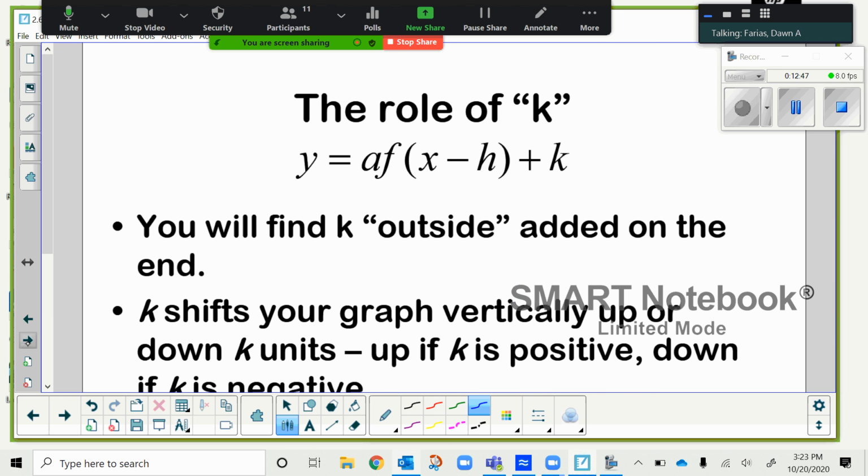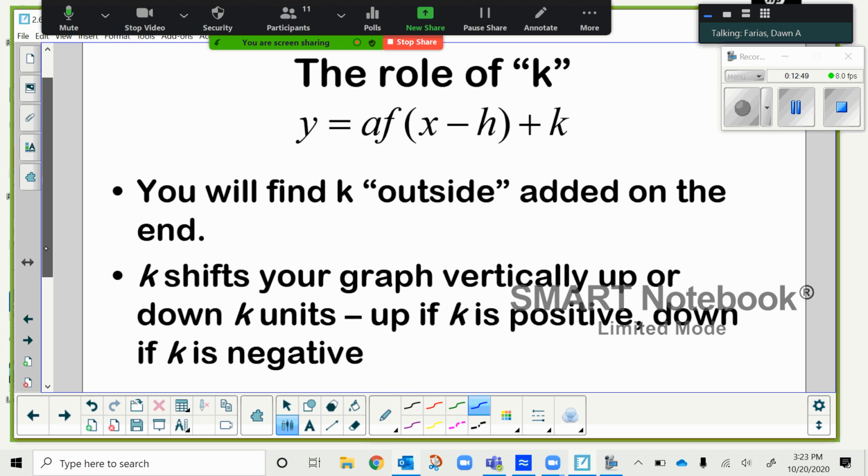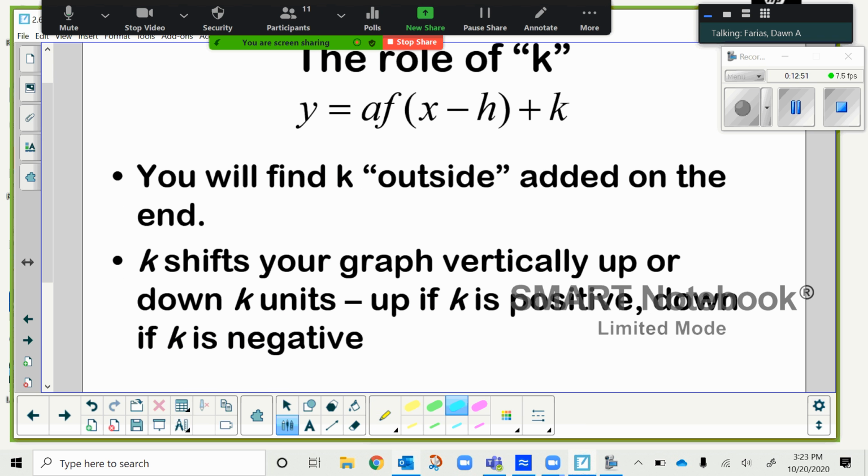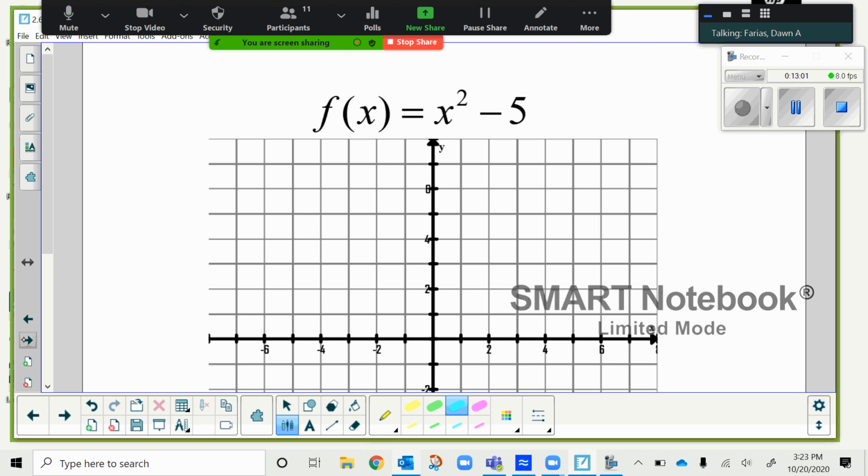K is a vertical shift. It's always going to be on the outside of your function. And it's not an insider's lie because it's not inside. So whatever the K value is, that's how much you go up or down. And you don't have to do opposite.